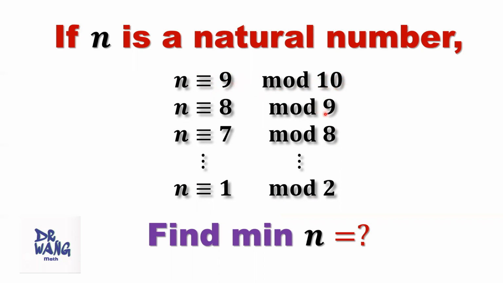So here, divide by 9, the remainder should be 8. Divide by 8, the remainder is 7. So here, n should satisfy all conditions. The last one, n divided by 2, the remainder is 1.